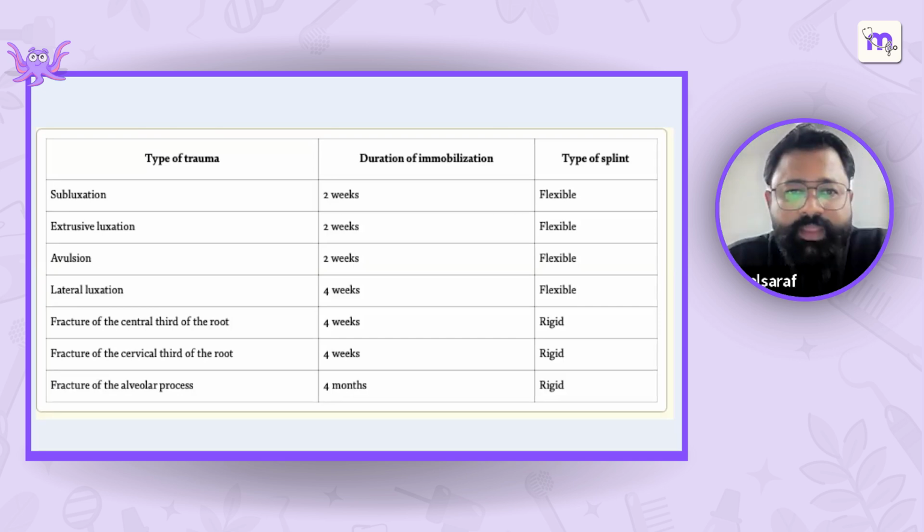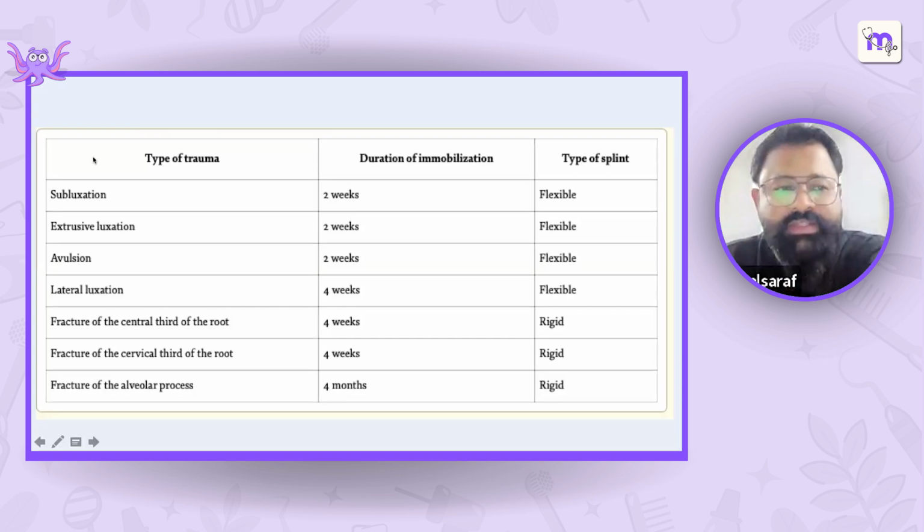So this is a very, very important chart because they can ask you from any of this. They can ask you about subluxation. They can ask you about extrusive luxation. So here, the question being extrusive luxation, the answer is 2 weeks.